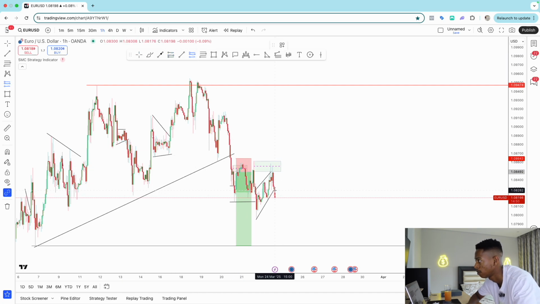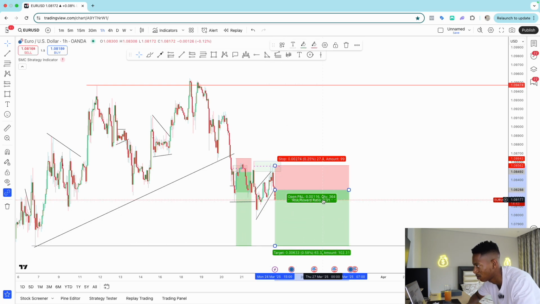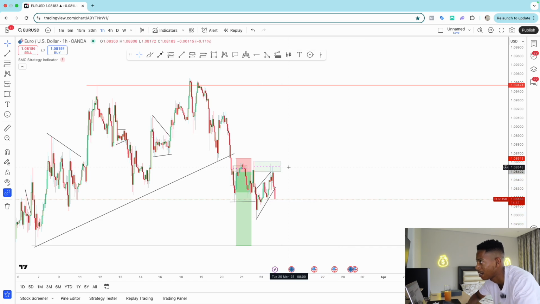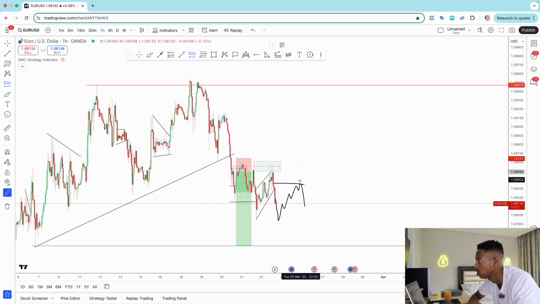Price already has broken below here, which means that this could also be a trade, but this is going to be less of a great risk to reward, so I wouldn't really take this. But what I'm more likely to take is, once it comes back to give a young retest somewhere around these areas, that's when I'm going to take that sell, because it'll be retesting here at this area, and that's when I'll be continuing that sell.